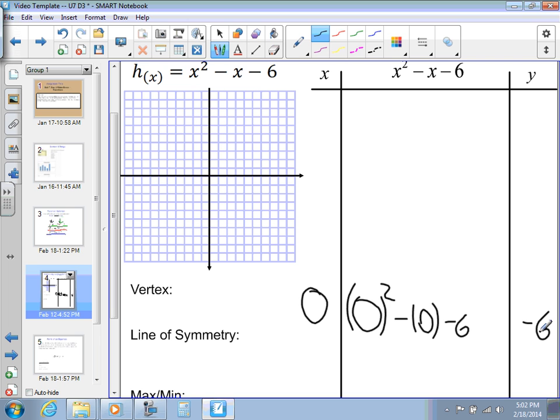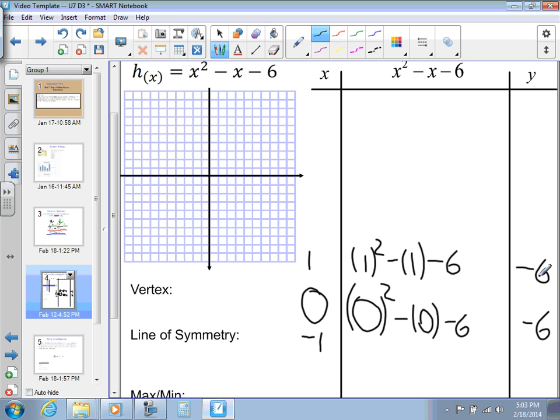Okay. So I'm going to put in a 1. Whoops, I put that in the wrong spot. I'm going to put in a 1 and a negative 1, and we'll try each of those and see where we're at. So 1 squared minus 1 minus 6. And when I do that, 1 squared is 1, minus 1 is 0, minus 6 gives me negative 6. Both values are the same.